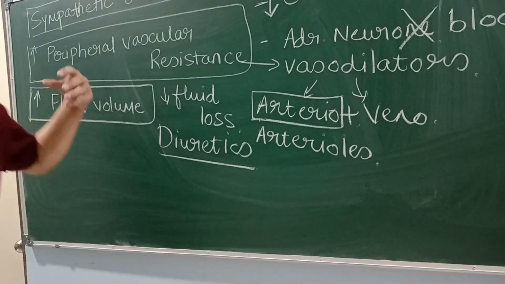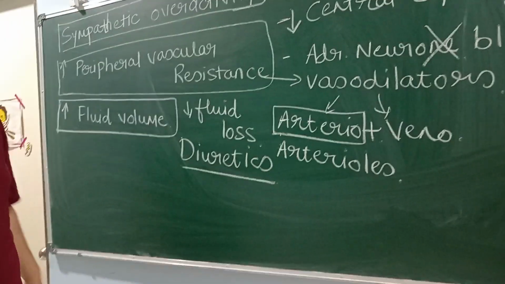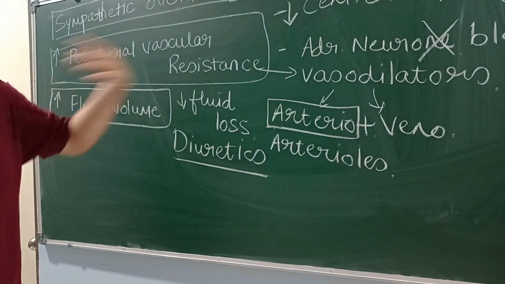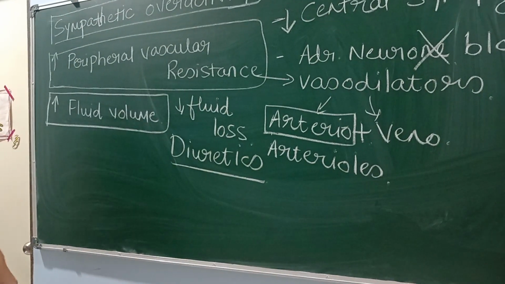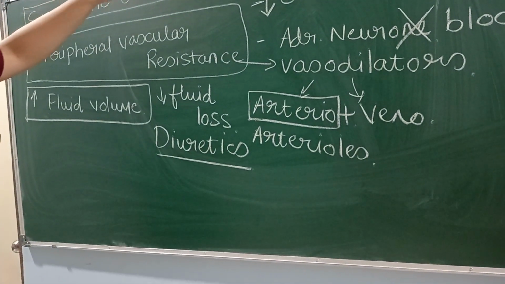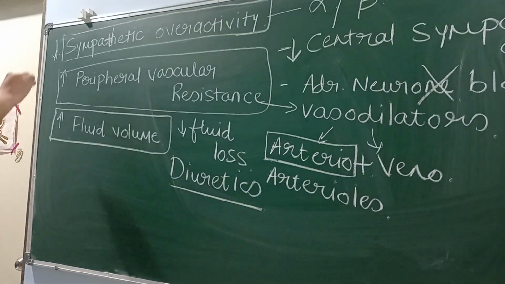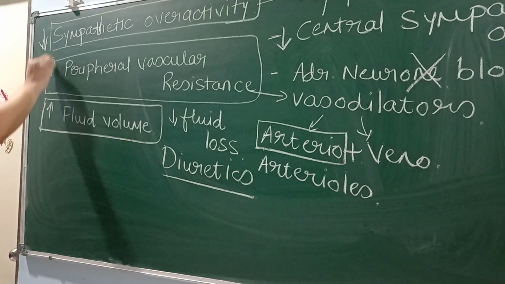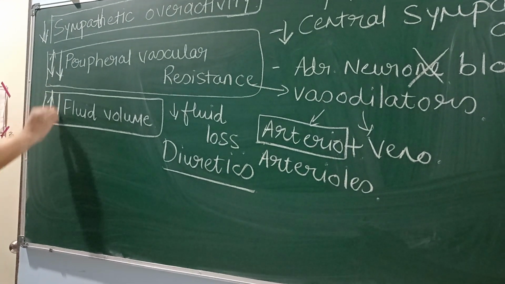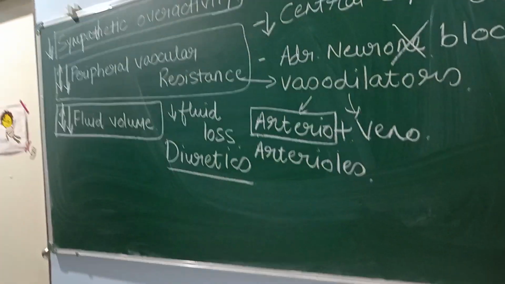But here again I want to tell you that in our body there is a homeostatic mechanism. If you cause increased fluid loss, the body will adapt and the net fluid will be the same. So even though diuretics are used, they have some other additional mechanism also. So again revising, the drug that reduces the sympathetic overactivity, the drug that decreases the peripheral vascular resistance, and the drug that reduces the fluid, all these will reduce the blood pressure.